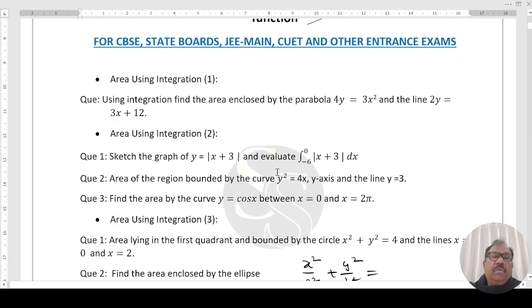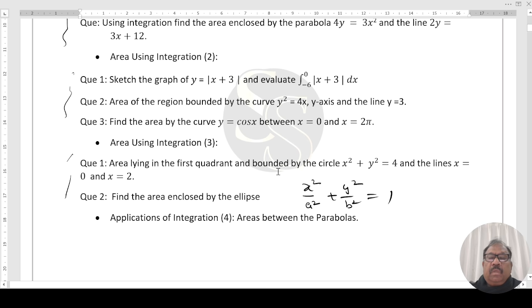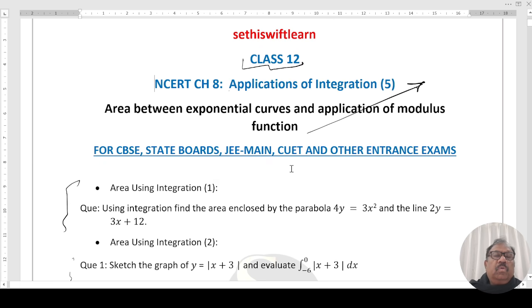In today's session we have discussed these topics. And the last one is area between two parabolas, which you can review on the YouTube channel Sethi.